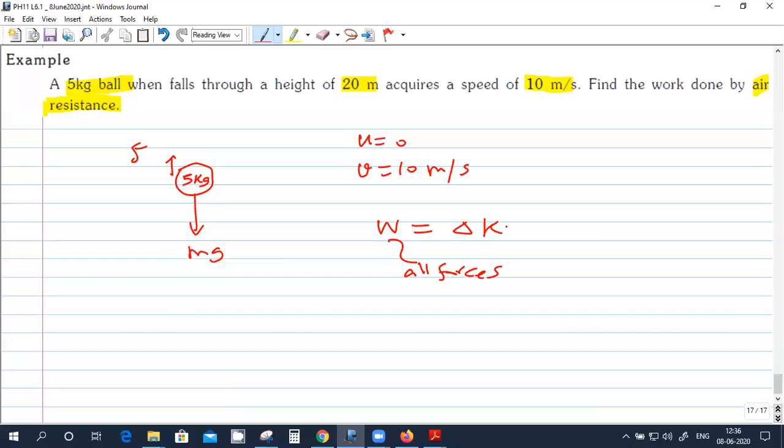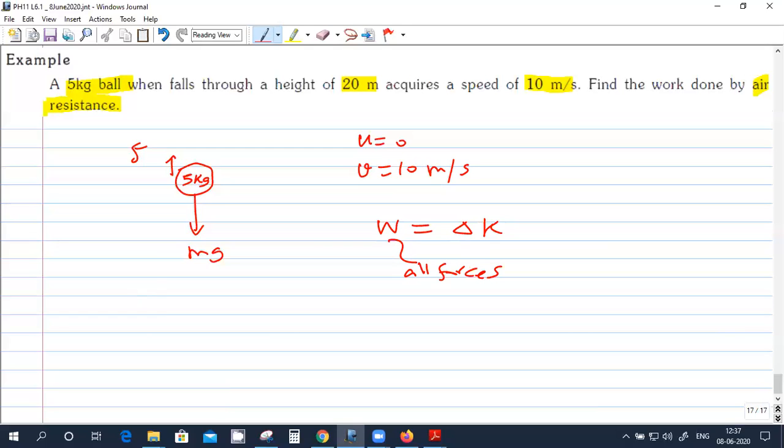All forces, because everything is going to contribute to the change in kinetic energy of this body. Because of mg, the velocity will increase, and because of f, the velocity will decrease. So the net combination will be a little bit less than the velocity due to mg only. If mg is the only force, then the velocity will be something, and because of f, it is something else.